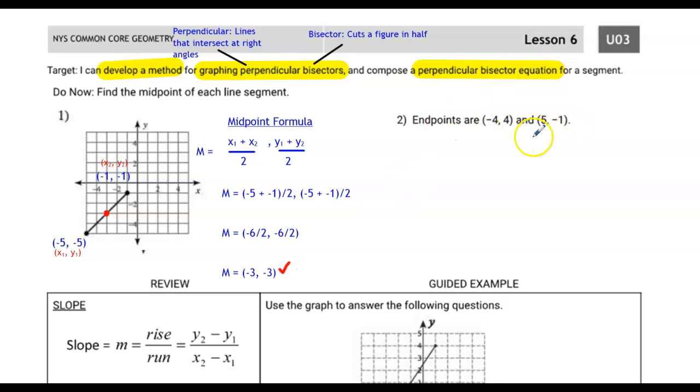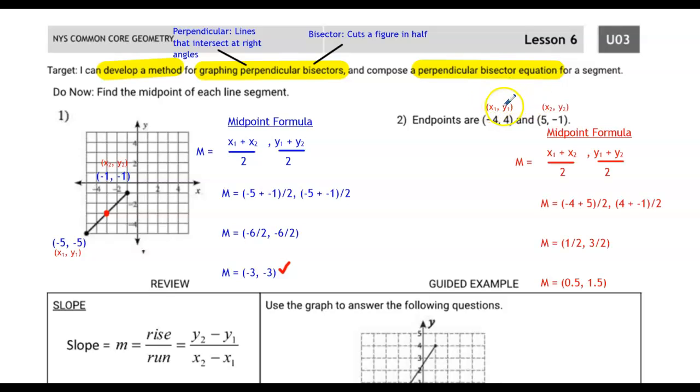The next one, the endpoints are already given to us. So all we have to do is apply that midpoint formula one more time. It's a very similar procedure. x1, y1, x2, y2. We've labeled our points, and then we substitute the points into the formula. -4 and 5 go in here. 4 and -1 go in here. And then simplify. 4 plus -1 is 3. 3 halves is equal to 1.5. -4 plus 5 is 1. 1 half is equal to 0.5. So we've got our two midpoints. Not too bad. And yes, it's okay that midpoints are decimals.